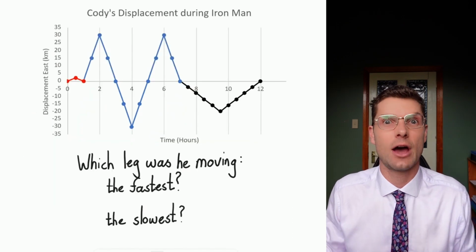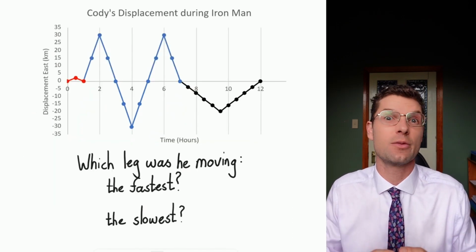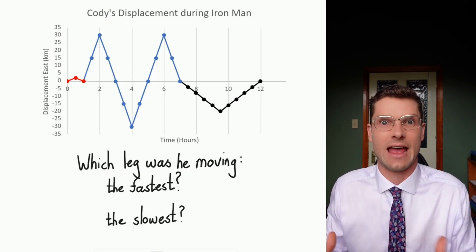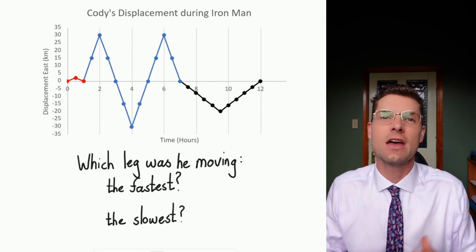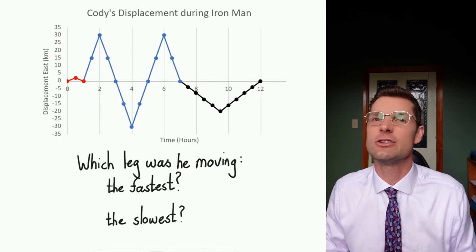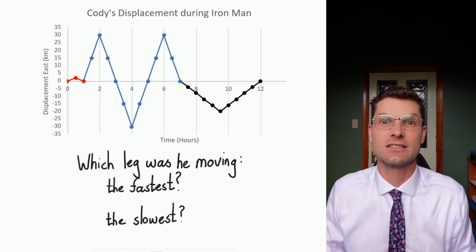So there are going to be two types of questions you could be asked. Number one is going to be, tell me about the graph. Tell me about what's happening at certain times. And the other type is going to be more mathematical. Some of these tell me about the graph questions will look something like this. Which one's fastest and which one's slowest?